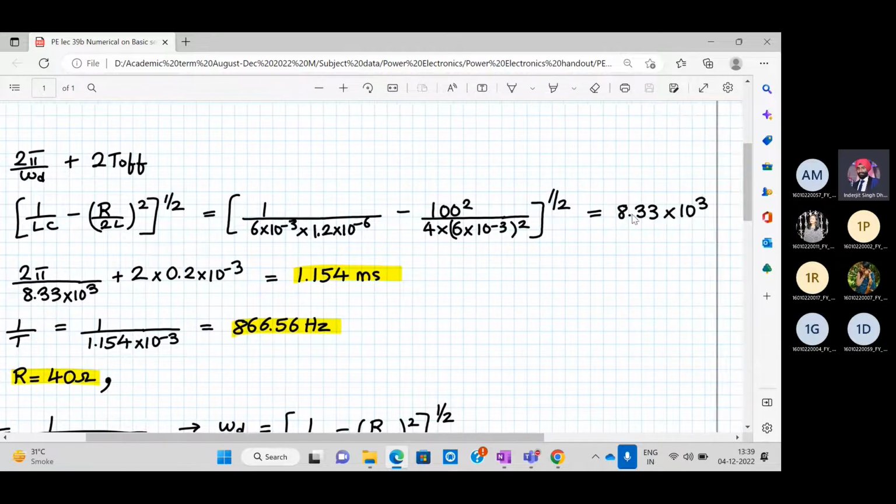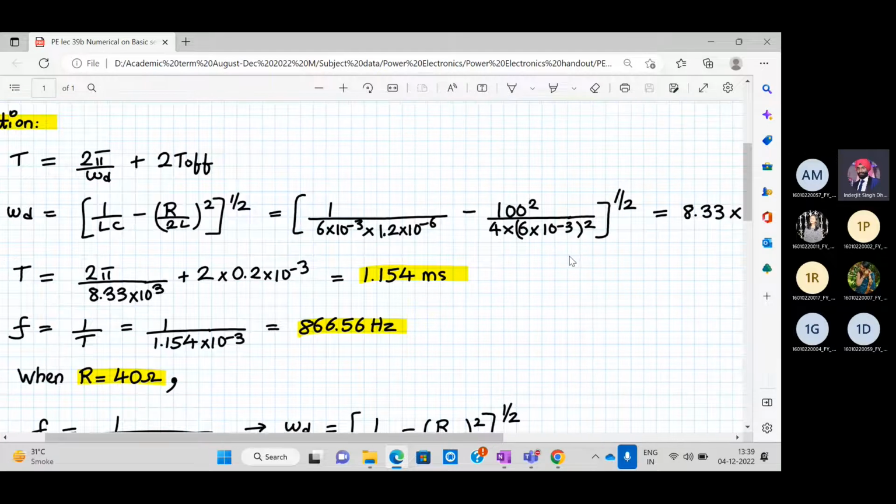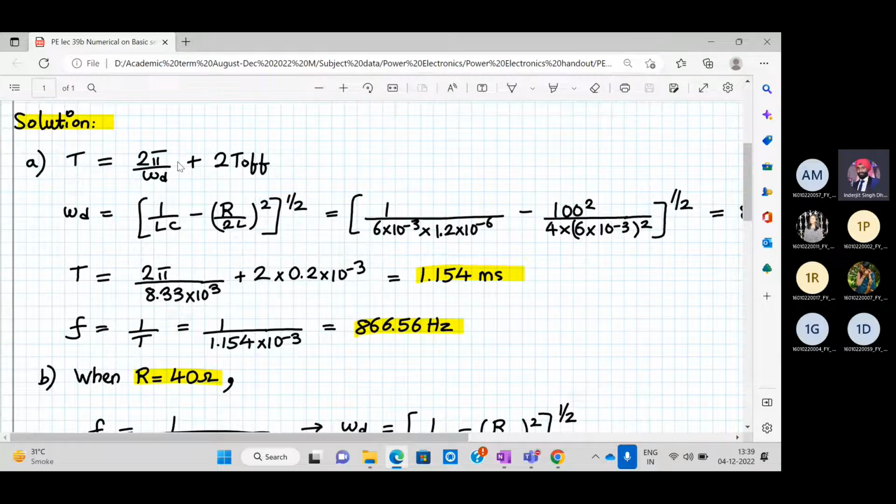So please someone check whether the value is around 8.33 into 10 to the power 3. It will be in radians per second; the unit of omega is radians per second. So the strategy is first to calculate omega d and then substitute in this formula to calculate capital T, and from capital T you can calculate the inverter frequency. That is, 1 upon capital T will be the inverter frequency.